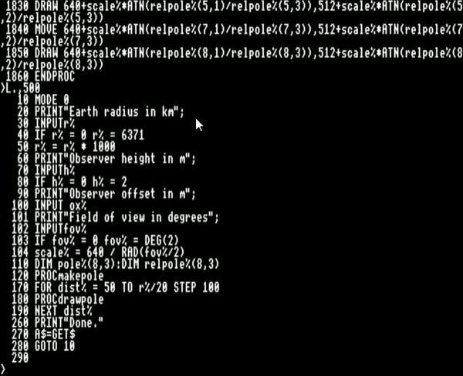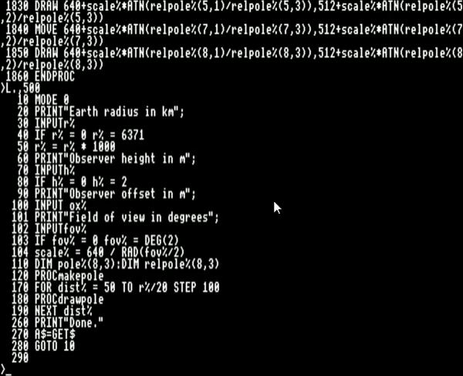Get an Earth radius. If they just press enter, it defaults to 6371. Convert it from kilometers to meters, which you do by multiplying by 1,000, for those who didn't know that. You know who I mean. Observer height in meters, and if they just press enter, it defaults to 2, as if you're standing on a couple of telephone directories, or a big brick.